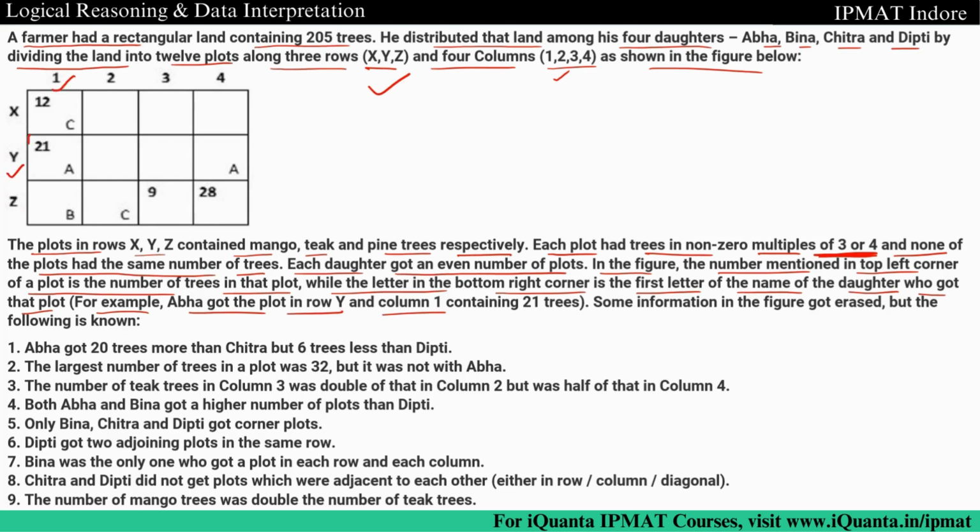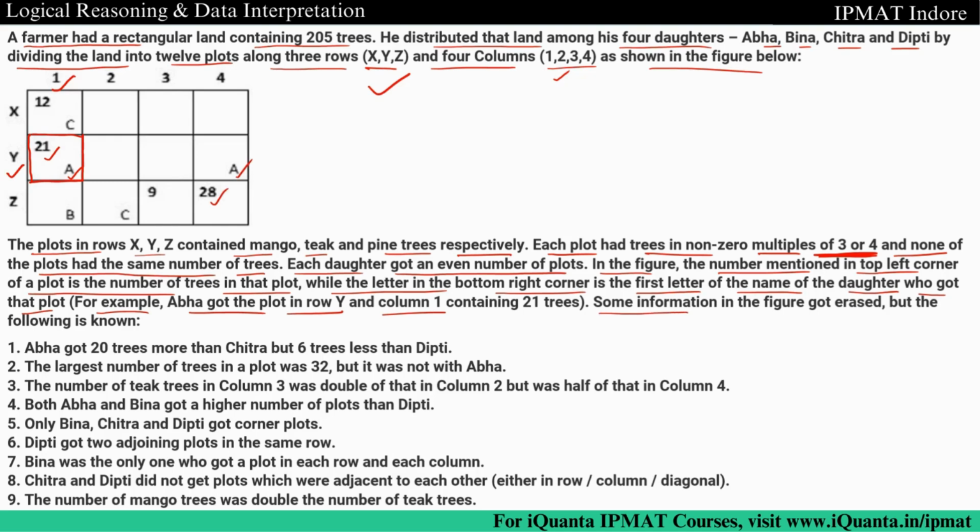About this box, if you want to read the details of this box, then this 21 is nothing but the number of trees in this plot, and this A denotes the first letter of the name of the daughter, which is Abha. So that's how you have to read the other boxes. This A means Abha, 28 means the number of trees in this plot.